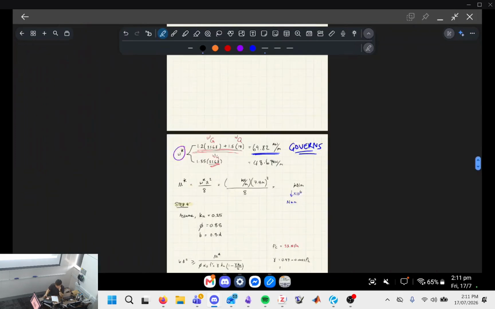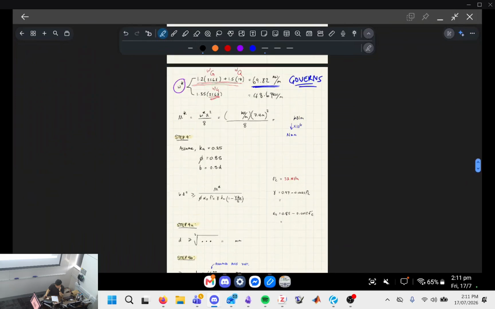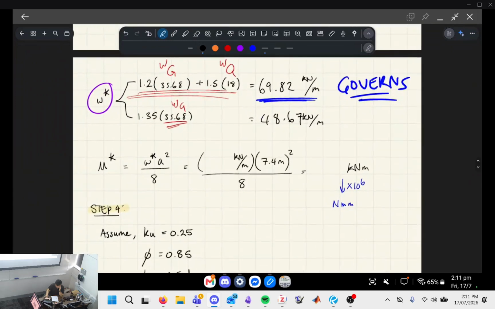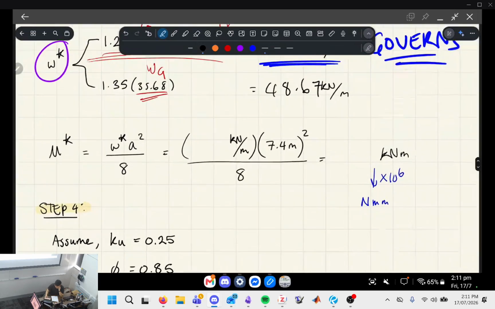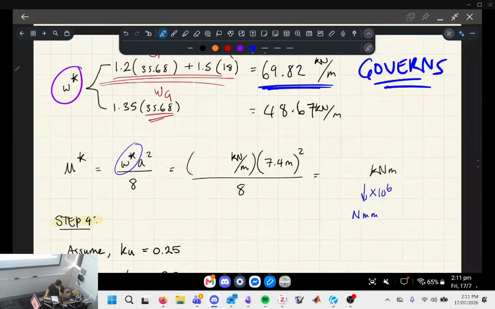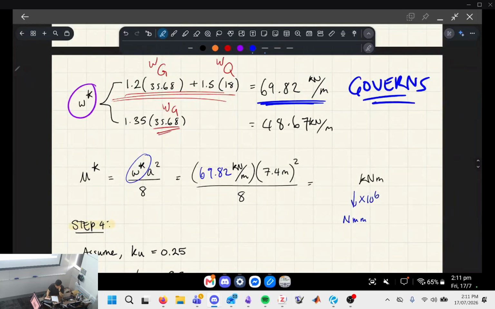Sorry, where were we? We're calculating the bending moment. We know this number now, so we can plug that in.